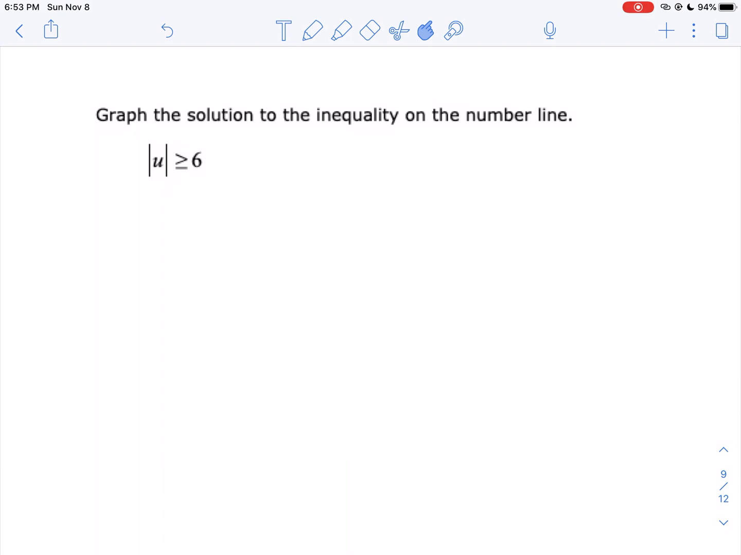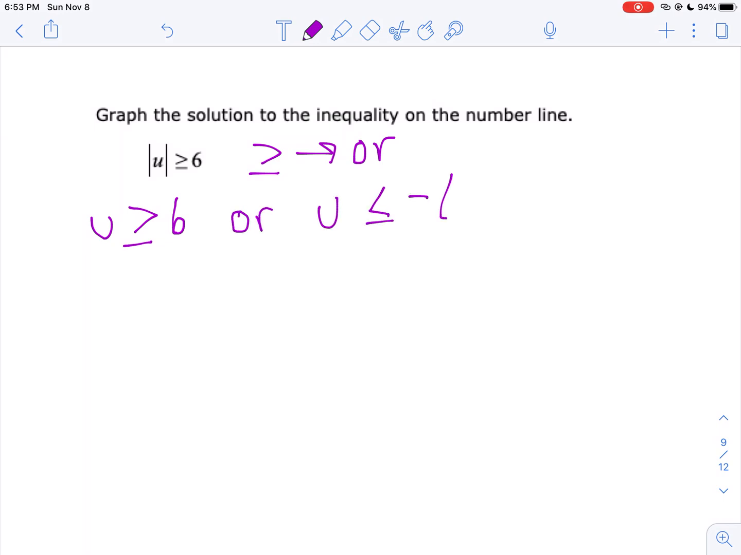On this one, we want to graph absolute value of u greater than or equal to 6. Remember, absolute value of u, when it's greater than or equal to, that means or. So we're looking at numbers that are farther away from 0 than 6. They're 6 away from 0. And when it happens, it's u is greater than or equal to 6, or u is less than or equal to negative 6, because we're going to the left on the number line. You have to do 2 of them.